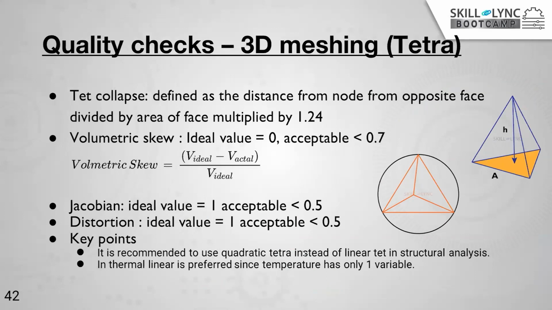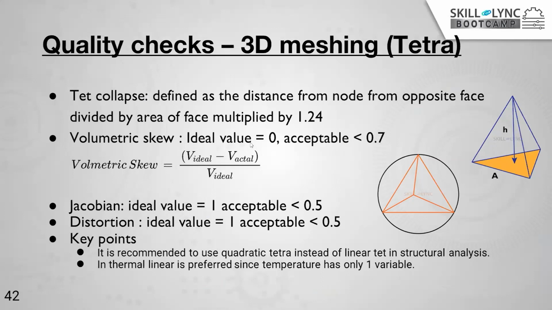Now these are some of the quality checks for 3D meshing. TET collapse. What does TET collapse mean? Suppose this is a proper TET element. As this top node comes closer to the bottom face, it is no longer a TET element. It looks more like a planar element. That means the TET is collapsing. That is what is meant by TET collapse.